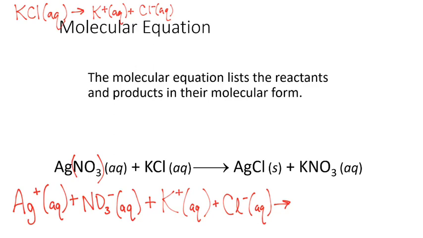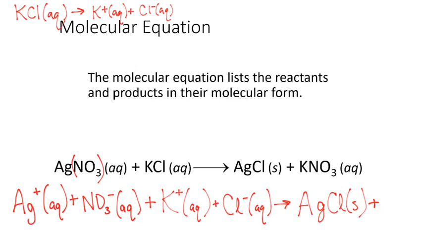On the other side of the arrow, I've got AgCl. Does AgCl say AQ after it? No, it does not. That means it's a solid and it does not dissolve, so it stays together. You just copy it just like it is there. What about KNO3? Does that say AQ after it? Yeah, it does. So I've got to break it up into its ions.